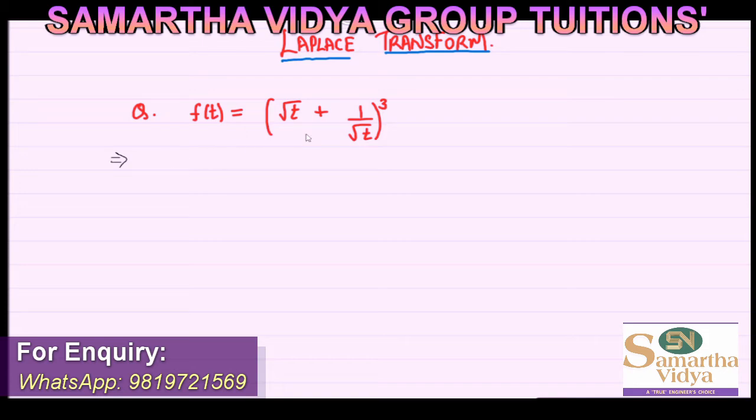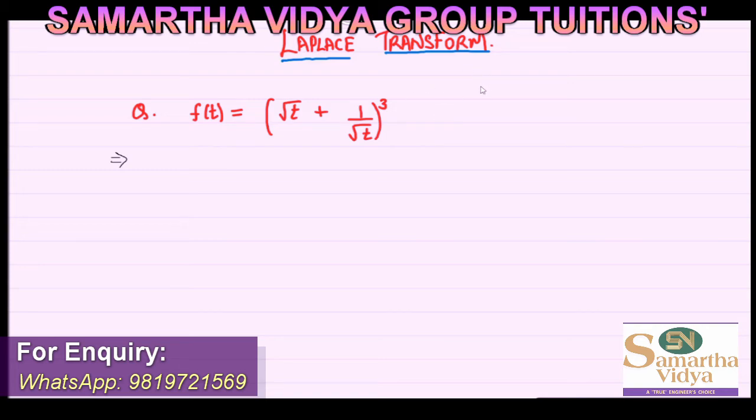So first of all, you have to understand that whenever you're solving Laplace transforms, you have to always consider the formulas related to the Laplace transform. If the function is fitting inside the formula, then only we can apply the particular formula over there, or we can find the Laplace transform of that particular term. So in this case, we can see that this is root t plus 1 by root t the whole cube, which does not fall in any of the standard formulas which we have just seen.